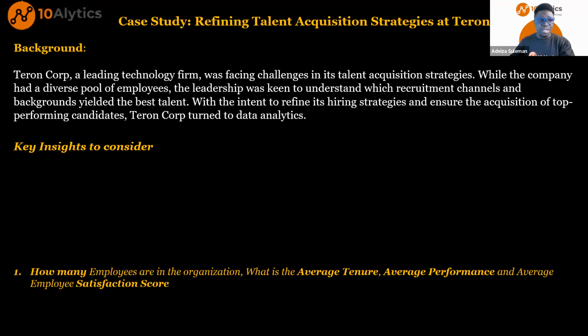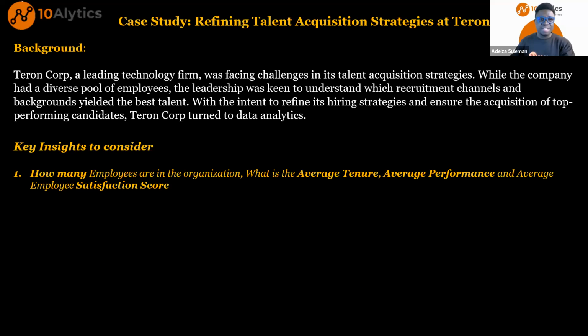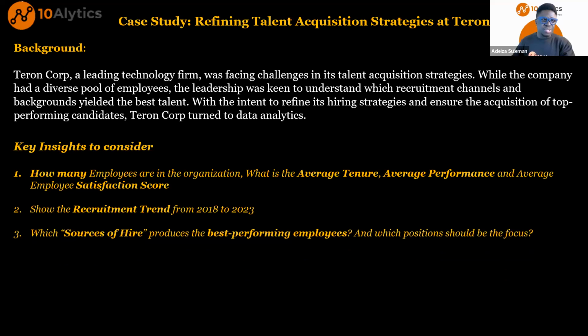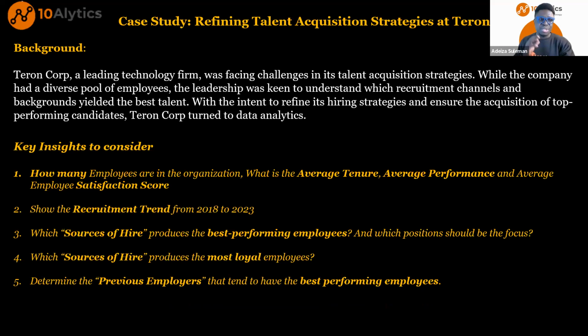Remember the questions. The first one, we want to see how many employees are in the organization, the average tenure, the average performance, and the average employee satisfaction score. Secondly, we want to show the recruitment trend. We also want to see the sources of hire that produce the best performing employees, the sources of hire that produce the most loyal employees, and also determine the previous employers that tend to have the best performing employees. And lastly, the universities that produce the best performing employees.